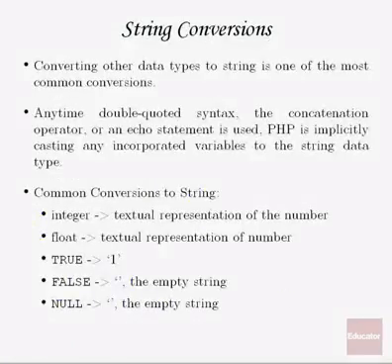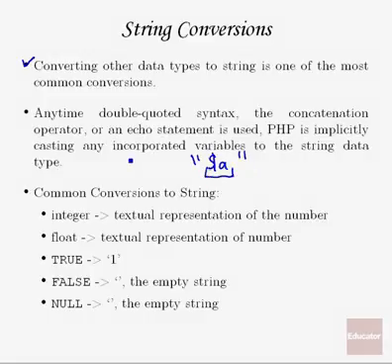So now I want to talk about a couple of common conversions. There are many different rules, as I mentioned, that happen when converting from one data type to another. We can't go over all of them, but I'm going to talk about a couple of the more common ones. One of the most common conversions is converting things to strings. And actually, we've already been doing this in our code. We haven't explicitly talked about it, but anytime you use double-quoted syntax and variable interpolation, where you have a variable within double-quoted strings, PHP is actually converting the value of this variable to a string data type.